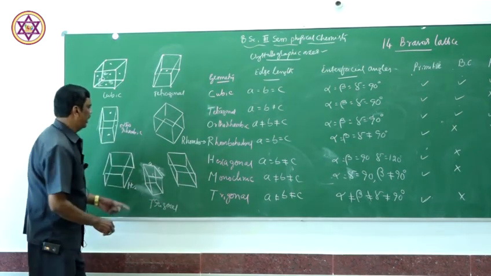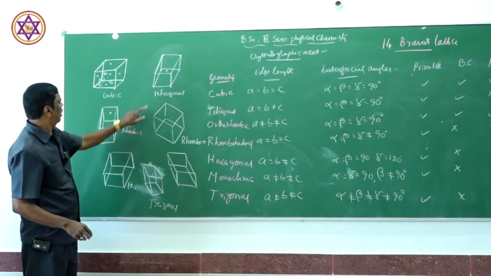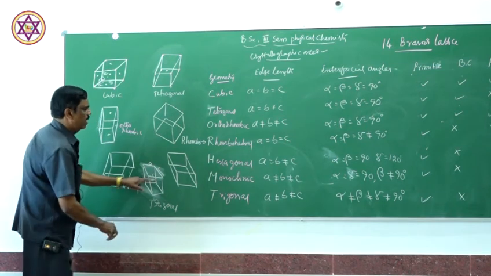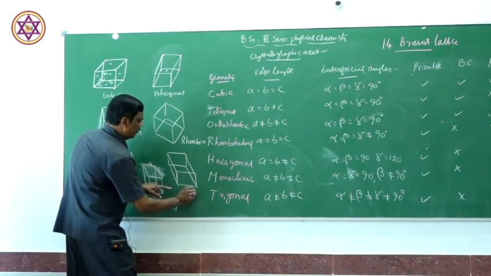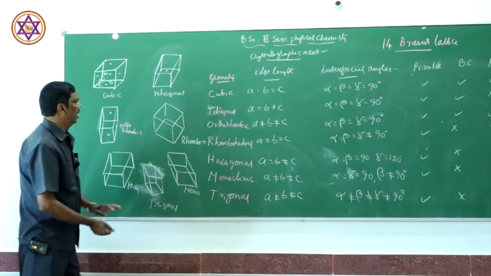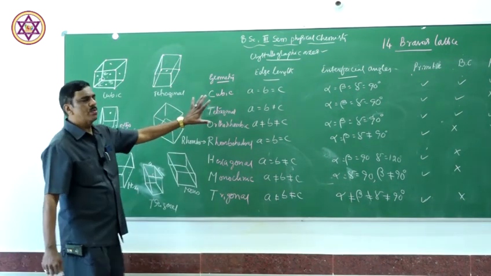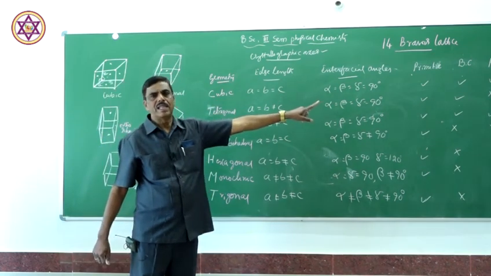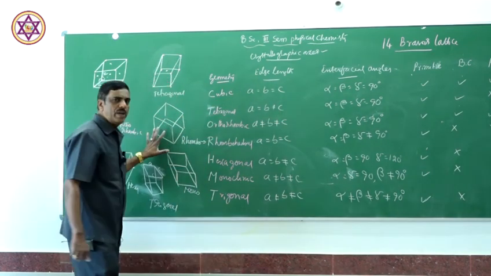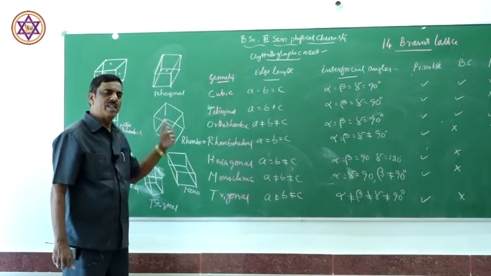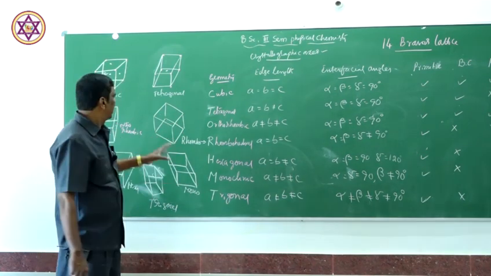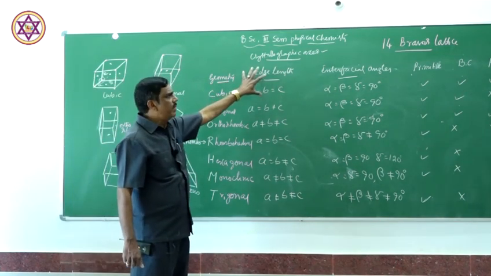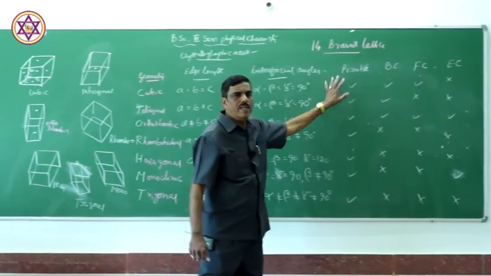So we can write different geometries: cubic, tetragonal, orthorhombic, rhombohedral, hexagonal, monoclinic, and trigonal. Like this, 7 geometrical shapes we can write. In these 7 geometrical shapes, 14 Bravais lattices are possible. Different crystals, whether metallic crystals or ionic crystals, exist only within these 7 geometrical shapes and within these 14 Bravais lattices.